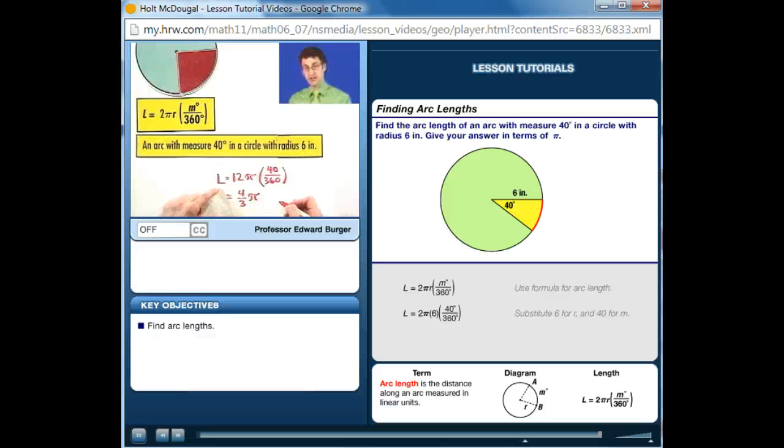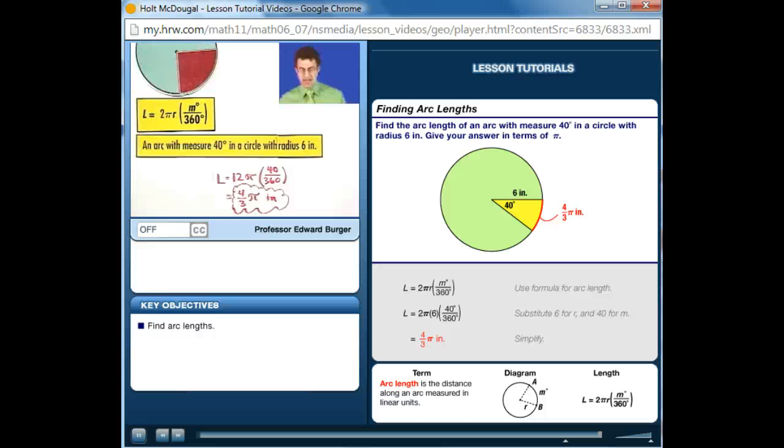And what are my units here? Well, this is now a length, and it's measuring a length as if you were putting a ruler against it, and so my units are inches, not degrees. That's the measure. But here, with arc length, we see it's 4/3 pi inches.